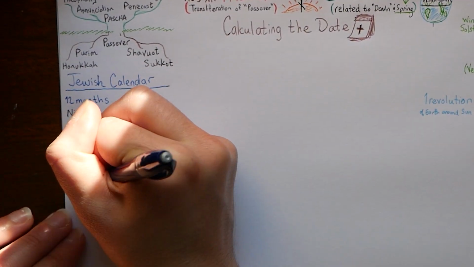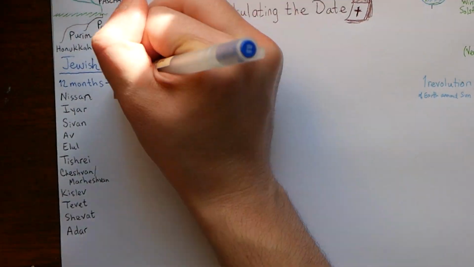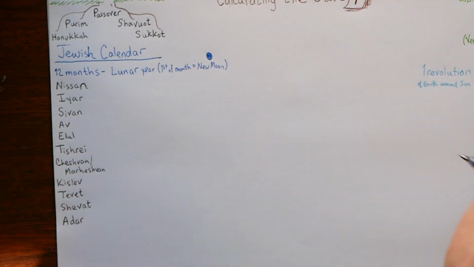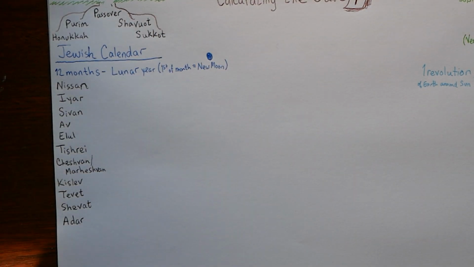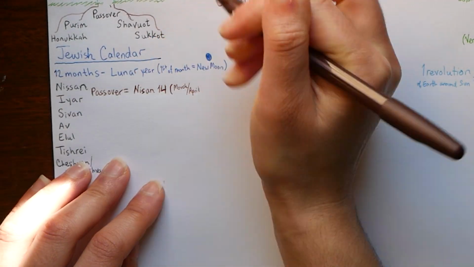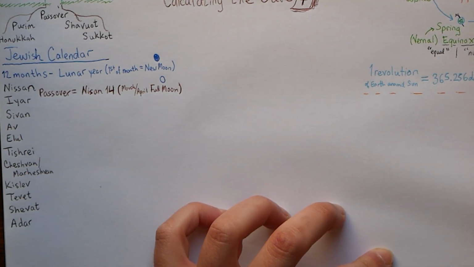It's a 12-month calendar. I forgot to write one here, but I will remember later and write it down. And it's lunar based, which means that the end of every month is the new moon. So every month starts with a thin crescent, and the middle of the month is the full moon, which is when Passover is. Typo here, it's Nisan 15, not 14.